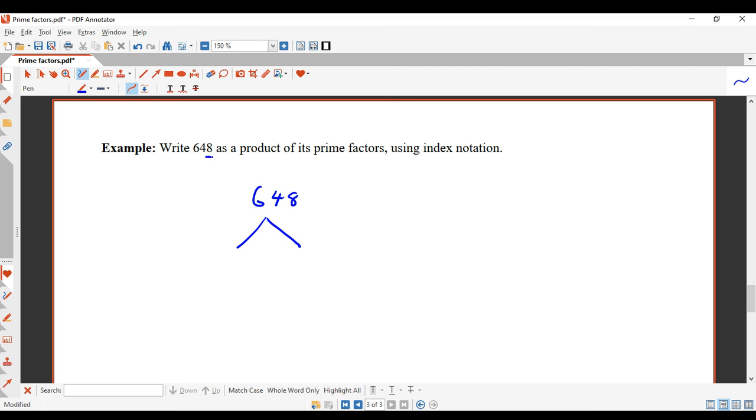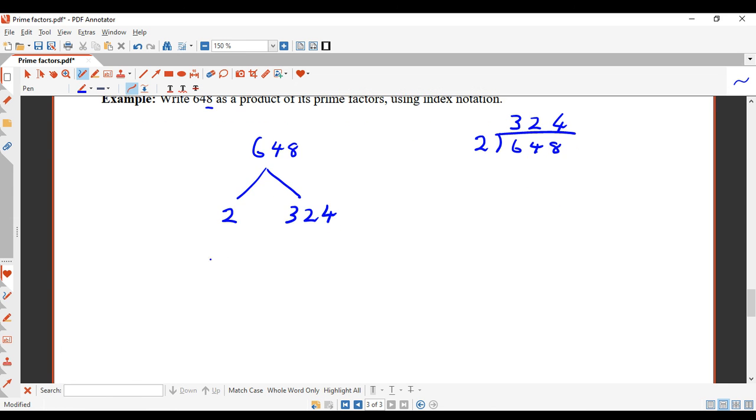Now, because this is an even number, I know that 2 will divide into it. So I'm just going to do a bit of working out here. I'm going to divide 2 into 648 to work out what the other factor is. 2's into 6 goes 3, 2's into 4 goes 2, and 2's into 8 goes 4. So that means 2 and 324 are 2 factors.